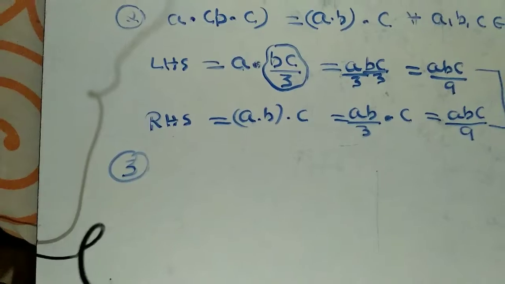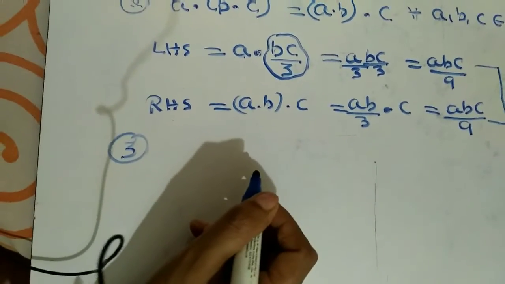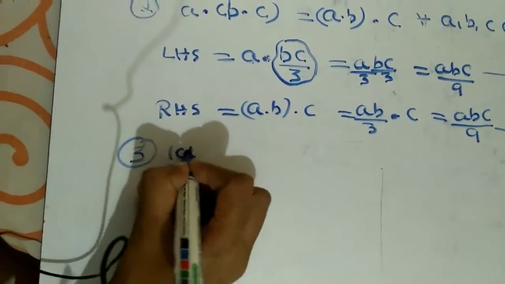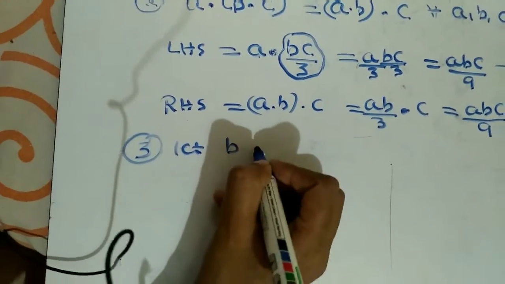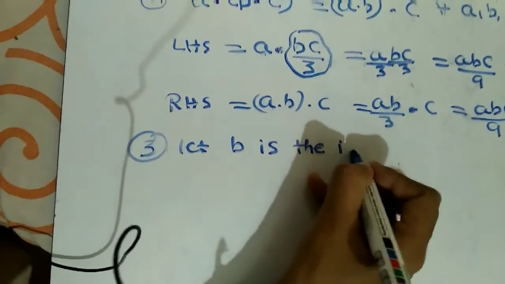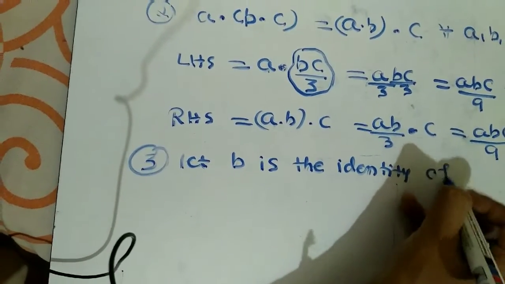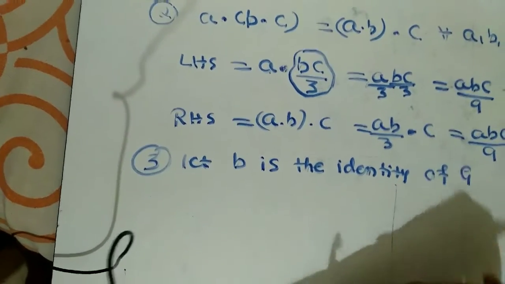And what is our third law? It is nothing but the existence of identity law. So here I am going to take my identity element as B. So B is my identity element of my given set G.